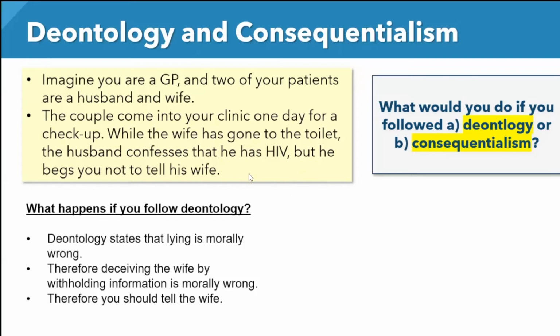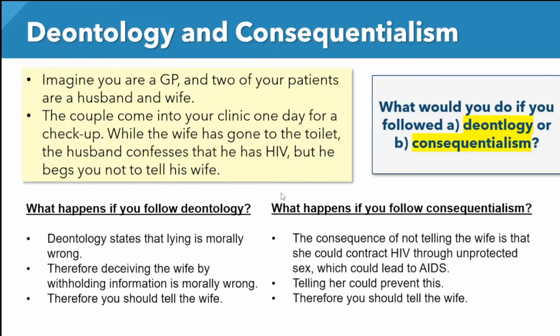So first of all, with deontology, we know that deontology is about following basic principles, basic guidelines, which are morally right or morally wrong. And as we know, deontology teaches that lying is morally wrong. Therefore, deceiving the wife by withholding information is morally wrong, and therefore, according to deontology, you should tell the wife.